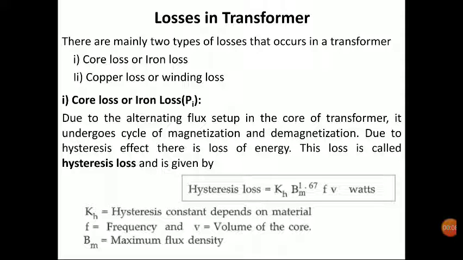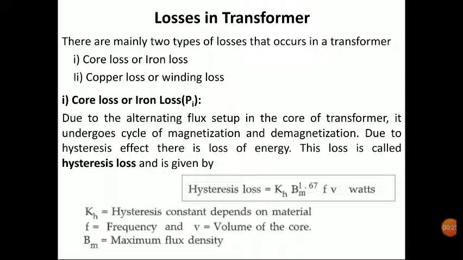The power losses that occur in a transformer are mainly divided into two types. One is core loss, also called iron losses. The second one is copper loss, also called winding losses. Now, let us discuss each of the losses in detail.